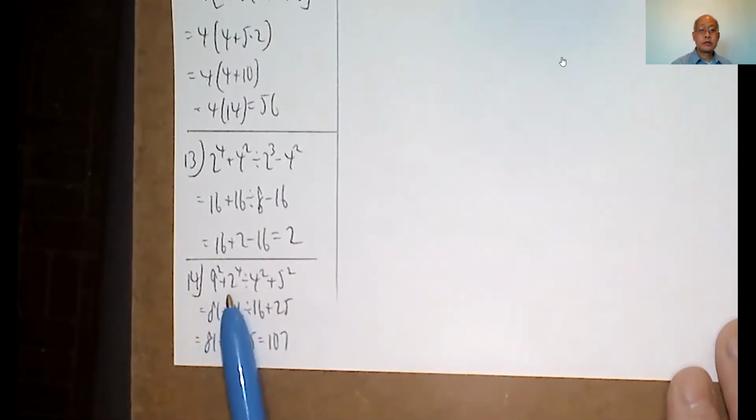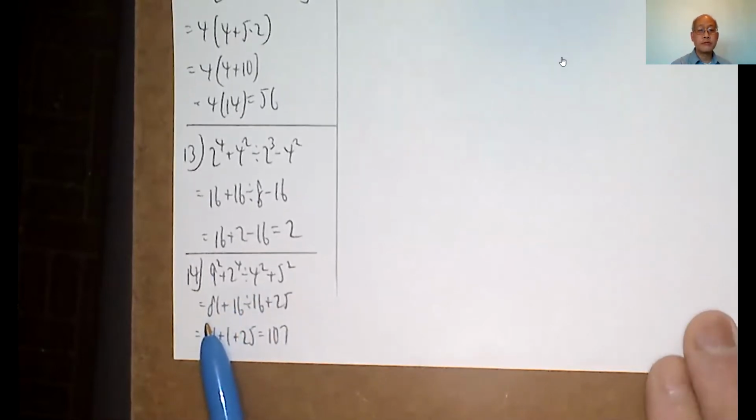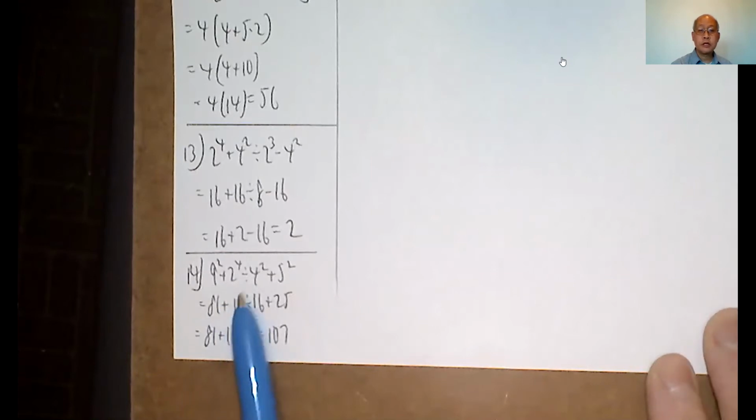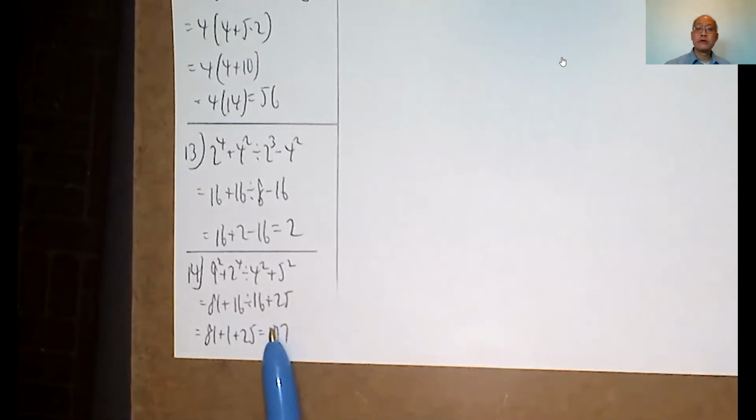9 squared plus 2 to the 4th divided by 4 squared plus 5 squared. Do all the exponents first. 9 squared is 81. 2 to the 4th is 16. 4 squared is 16. 5 squared is 25. Then 16 divided by 16 is 1. So I have 81 plus 1 plus 25. Punch that in your calculator. 107. So we're going to go for 107.